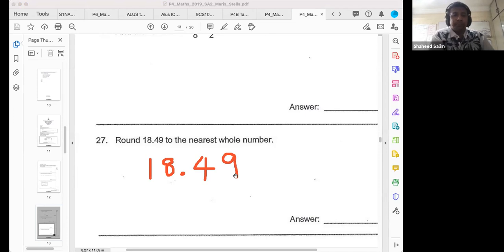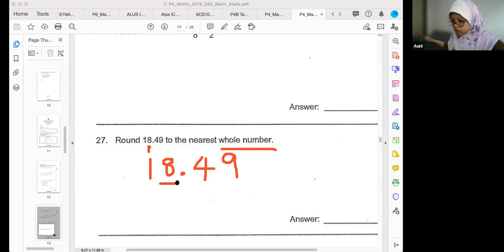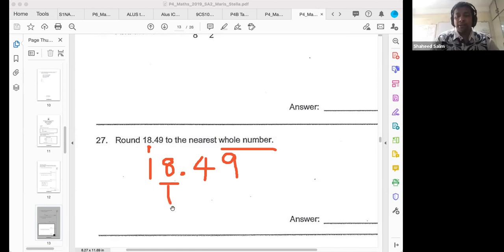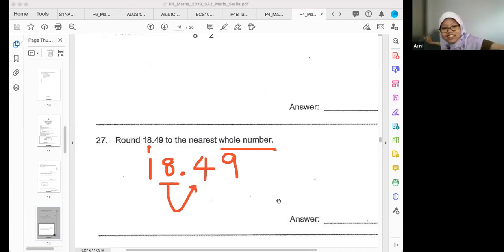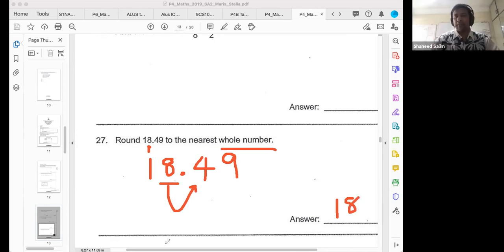Okay, here we go. Down here now, nearest whole number, we are talking about this ones place. So you underline the ones. Naomi, underline the ones. Auni, underline the ones. Look at the digit beside it. Look at it, 4. Do you plus 1? Only if it's 5, 6, 7, 8, 9, then you plus 1. You don't plus 1. So let your answer be 18. No need to put 0.00, just 18. Okay, you get it? I'll give you another one.